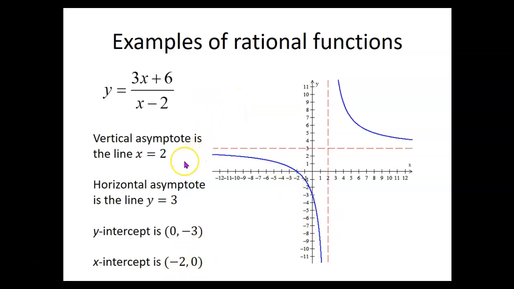Oh, and one little warning. Sometimes I have people try to tell me things like the vertical asymptote is 2 or the horizontal asymptote is 3. Now that doesn't really make any sense because asymptotes are not numbers, they are lines. So if you're telling me what the vertical asymptote is, you're telling me what this line here is. And the equation of this line is x equals 2. The horizontal asymptote is this line, and the equation for this line is y equals 3.